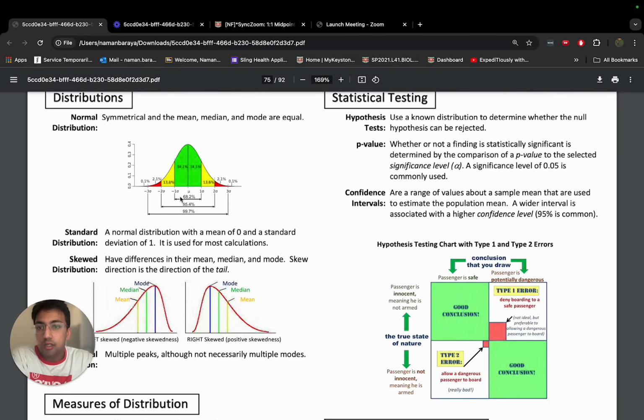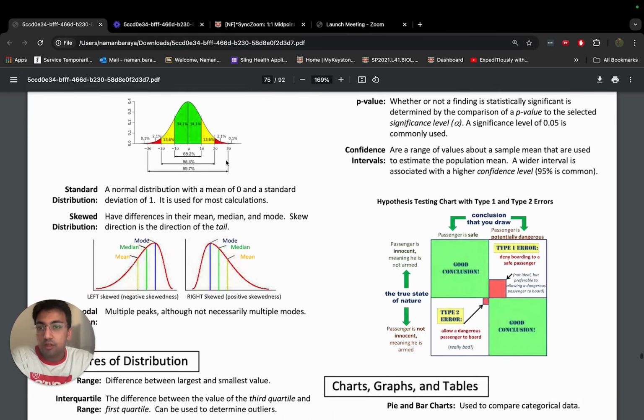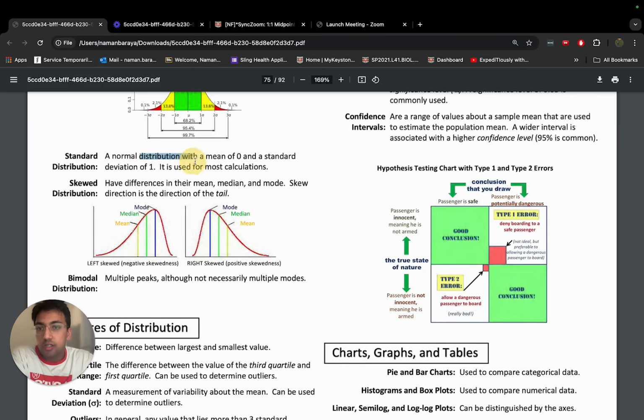You should know these standard deviations and the percentage of the population that exists within these standard deviations. So 68% in the first standard deviation, 95 in the second, and 99.7 in the third. There's also standard deviation. In a normal distribution, the mean is 0, the standard deviation is 1.